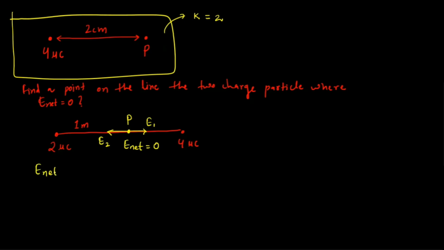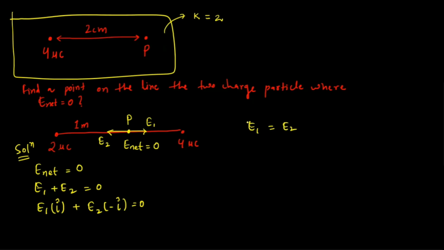So we can write E net equals 0. The sum of these two electric fields must be 0. As the two electric fields are opposite in direction, E1 should be represented by positive i cap, whereas E2 should be represented by negative i cap. So E1 must equal E2. When we substitute the values, we get KQ1 by R1 squared equals KQ2 by R2 squared. Now, what are R1 and R2?